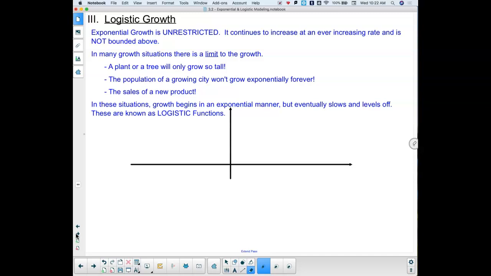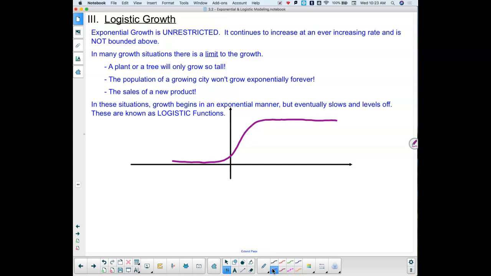Population of a city won't grow exponentially forever. Sales of a new product, like when the new iPhone came out, the sales probably went off exponentially. But then that's going to slow down, because the more people get it, the slower it'll go. In these situations, growth begins in an exponential manner, but eventually slows and levels off, and we call these logistic functions. So a logistic function starts out and grows exponentially, but then it slows down and caps itself off.